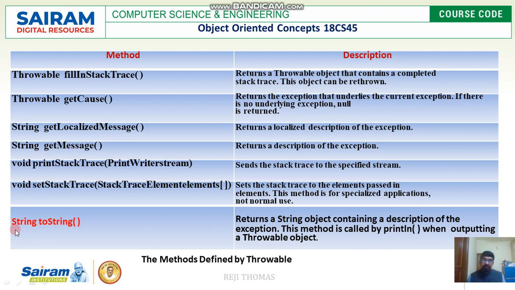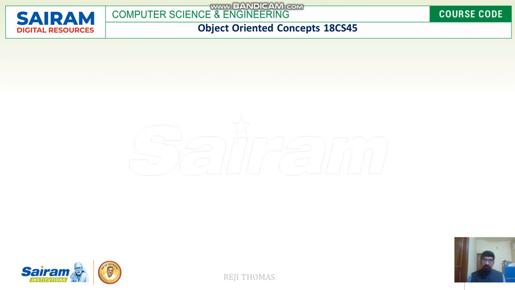So let us see what it does. This method, please remember, we need not call explicitly. This will be called by the println method when outputting a Throwable object. So you have to remember a few methods which are available in Throwable, right from toString to the fillInStackTrace. Okay, so let us see an example for this.